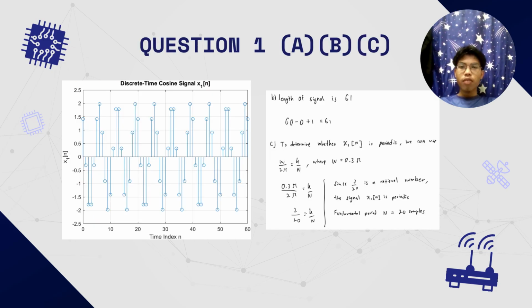Okay, so for question 1A, by typing in the coding into MATLAB, you will get a graph which is the discrete time cosine signal x1. And then for question B, the length of the signal is 61.